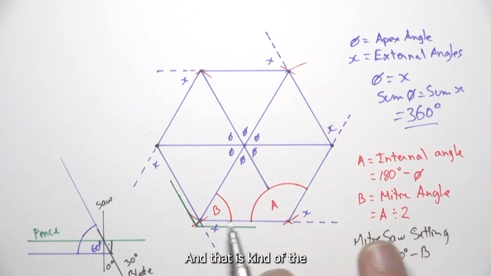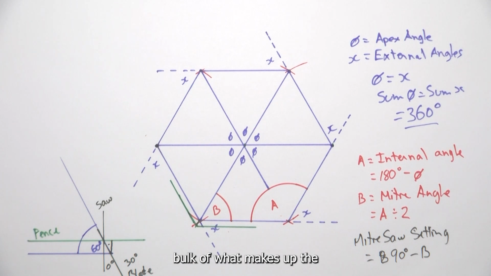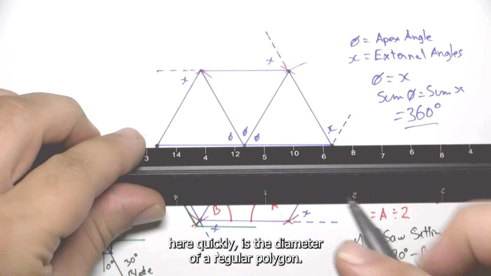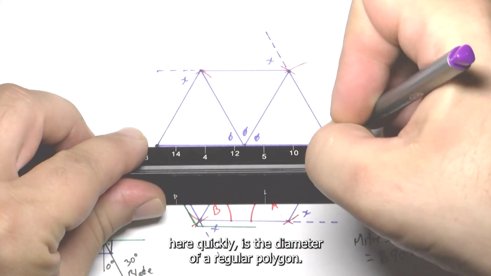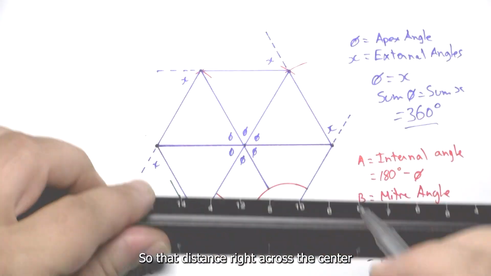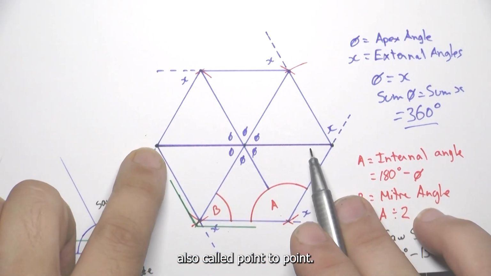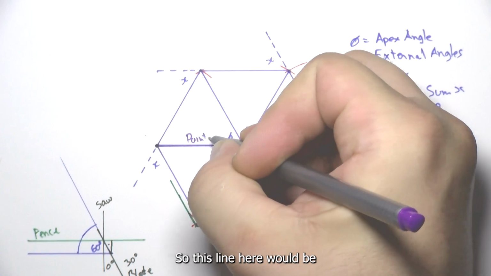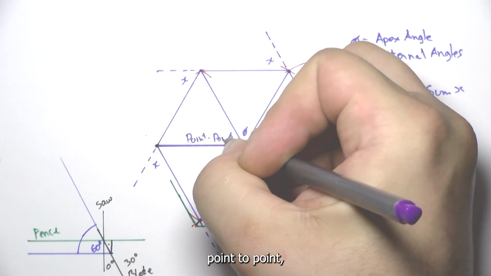And that is kind of the bulk of what makes up the regular polygon. Just a couple more things. Here quickly is the diameter of a regular polygon. So that distance right across the center. Also called point to point. So this line here would be point to point.